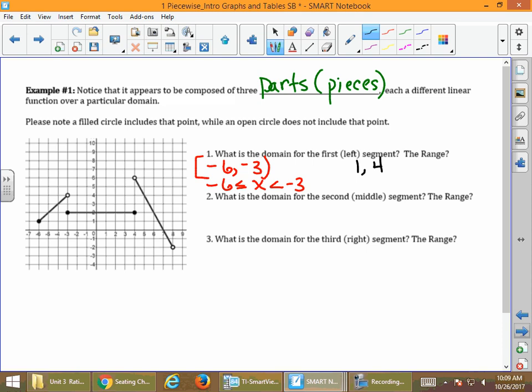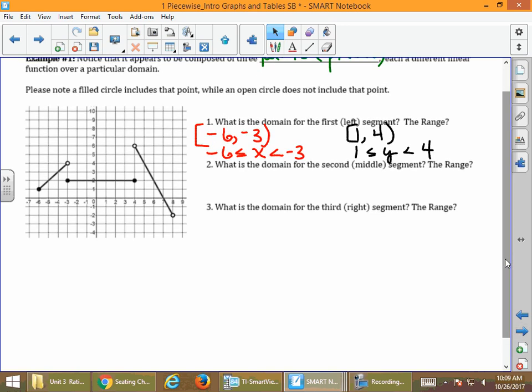And once again, at 1 we have a filled in circle. But at 4 we have an open circle. There's our interval notation. And we could have also written it as 1 is less than or equal to y is less than 4. Remember, domain are the x values, range are the y values. And that's our left segment.